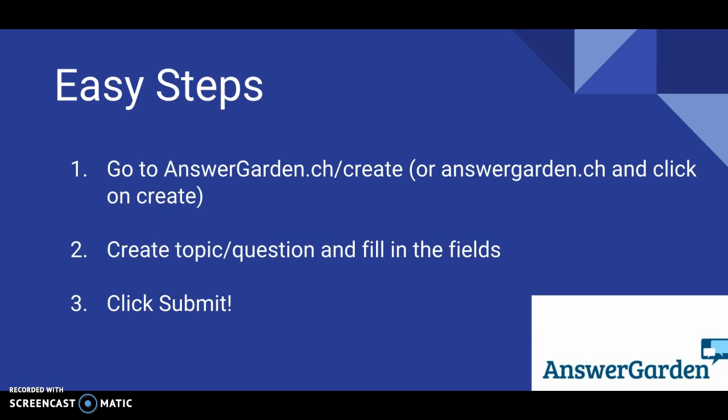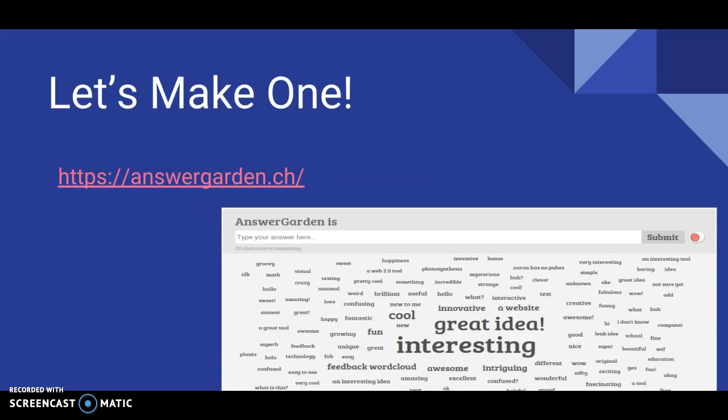And it's really easy to use. It's basically just as simple as one, two, three. So the easy steps are go to answergarden.ch/create, or you can just go to answergarden.ch and then click on create, which I'll show you here in just a few seconds. Then once you're there, you just create a topic and question. You fill in the fields, and at the bottom of the page, you'll click submit, and then it'll take you to the page that your students will see and where they can input their answers. So let's go ahead and make one.